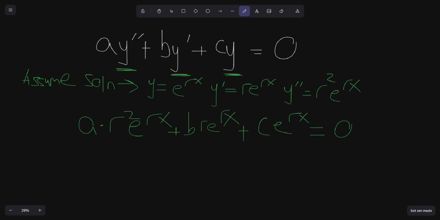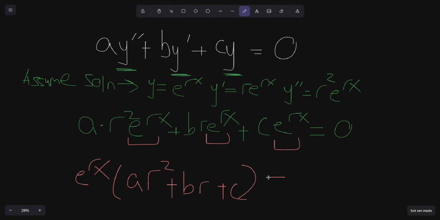Are there any common terms that I see here? Let's factor out an e to the rx, because I noticed that in all my terms here, I have an e to the rx. So if I factor e to the rx out, I get e to the rx times, I'm just going to be left with a r squared plus b r plus c. And all of that's going to be equal to 0.